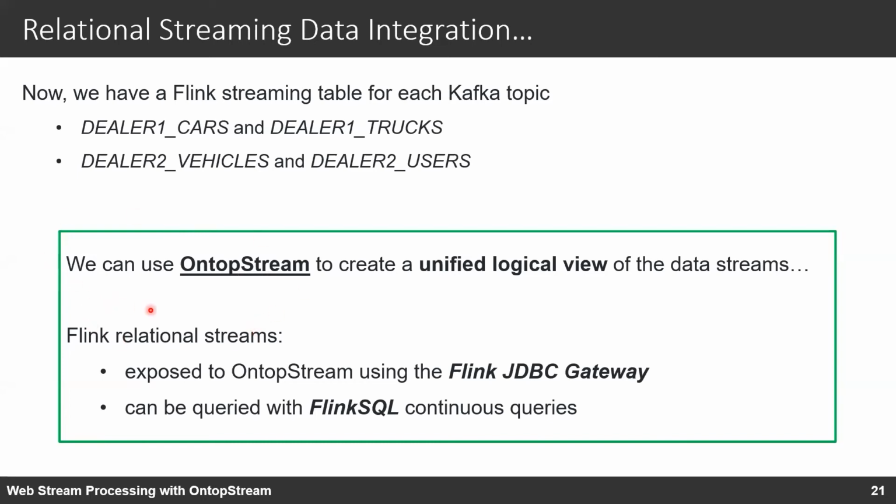To do that, we need, of course, to expose the data ingested in Flink to OntopStream. To expose the data, we will use the Flink JDBC gateway, which is a third-party service, which is open source. And this JDBC gateway is just a JDBC driver, which can be queried using Flink SQL continuous queries. So the idea is that now we have to develop an OntopStream configuration, which is able to create these Flink SQL queries over Flink.